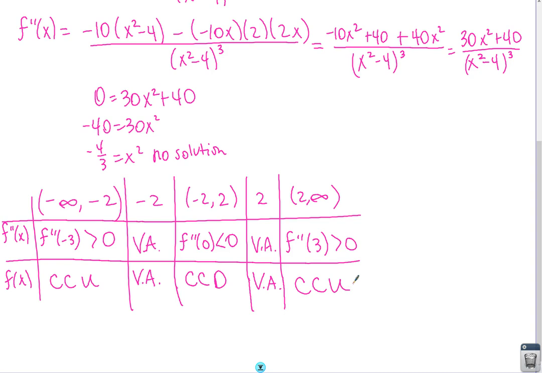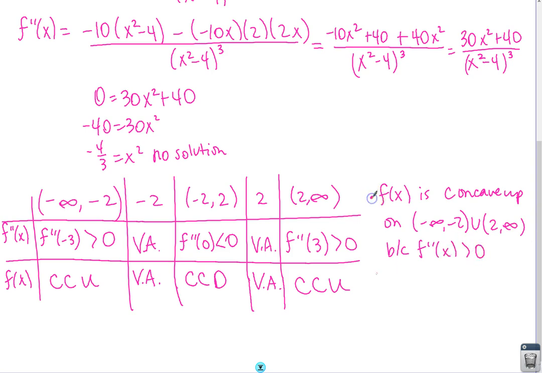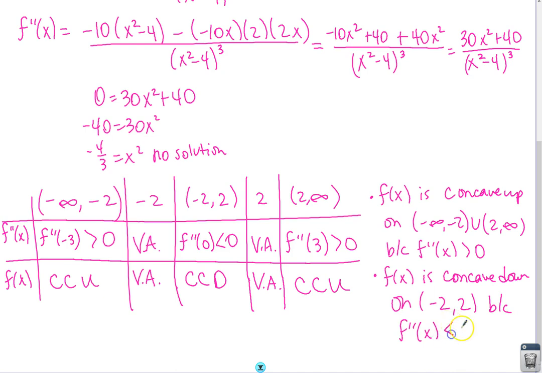Okay. What was the original question asking? Where is the graph concave up and concave down? All right, cool. We got it. f of x is concave up on negative infinity to negative 2 union 2 to infinity, because f double prime of x is positive. f of x is concave down on negative 2 to 2, because f double prime of x is less than 0 or negative.